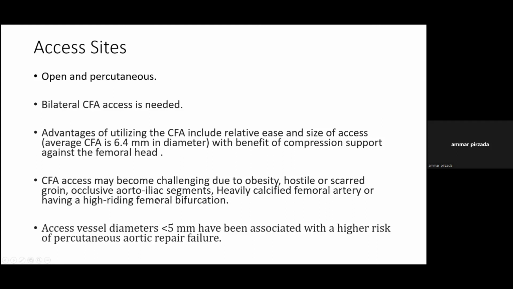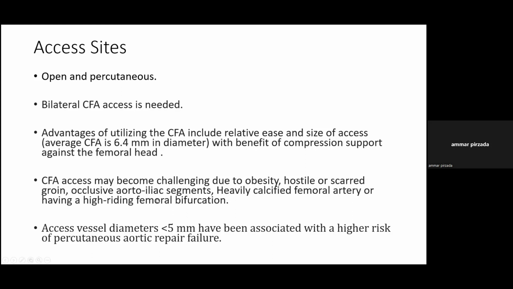Advantages of utilizing the common femoral artery, which is the most commonly used access route, include relative ease and the size of the access. The average diameter of common femoral artery in literature is reported to be 6.4 millimeters, with the benefit of compression support against the femoral head at the end of the procedure if it is required.